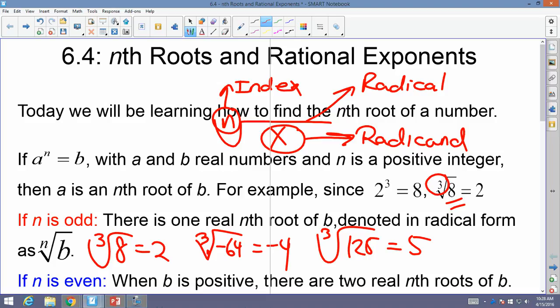Cube roots can be negative, as you can see, because a cube root relates to a number being multiplied times itself 3 times. So if I have, for example, the cube root of negative 64, that is negative 4, because negative 4 times negative 4 is 16, times a negative 4 is negative 64. So I can, yes, have negative radicands inside of odd indexed radicals. You with me?